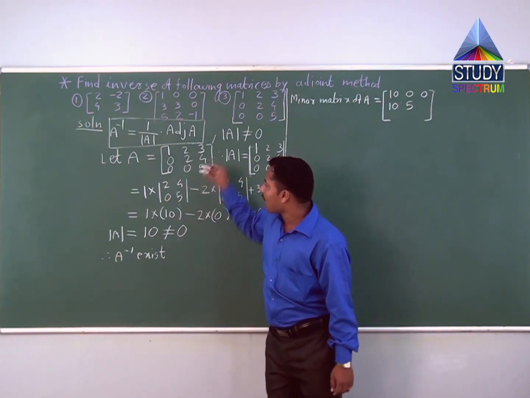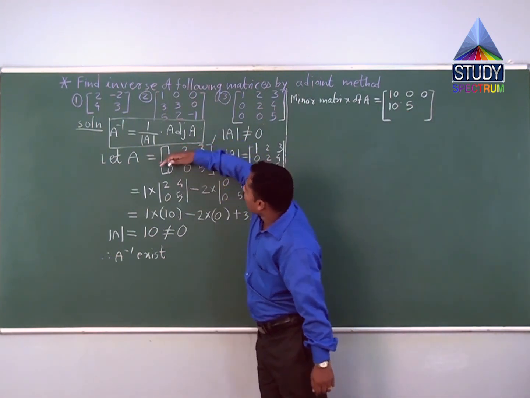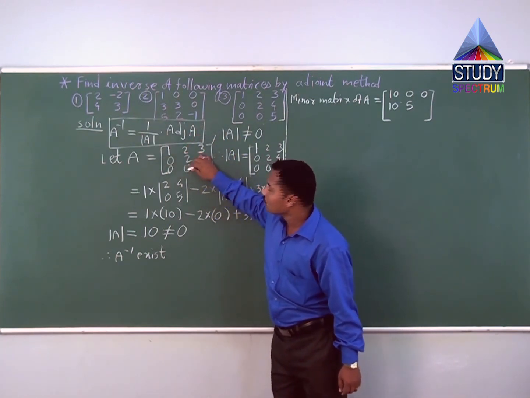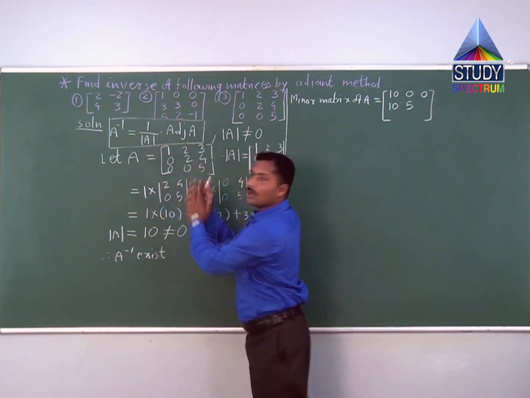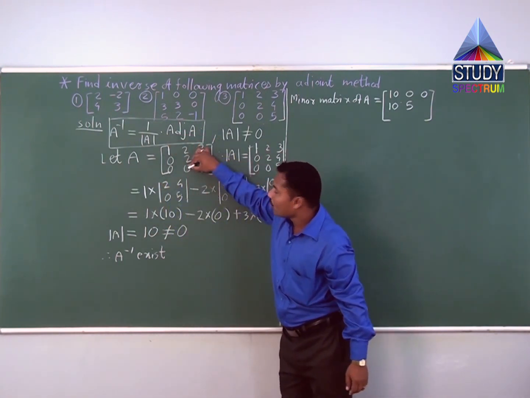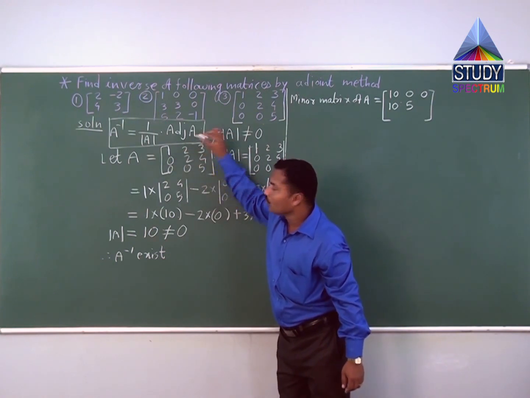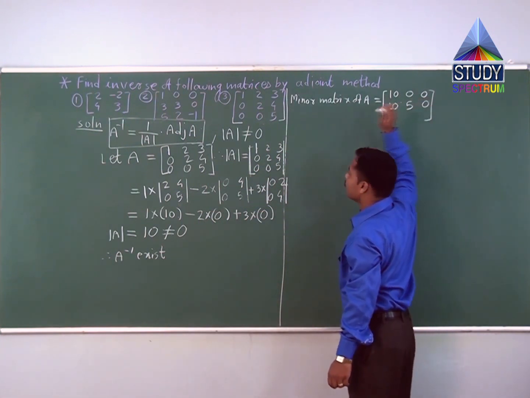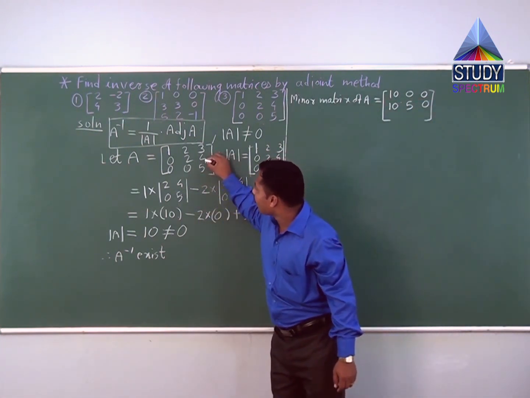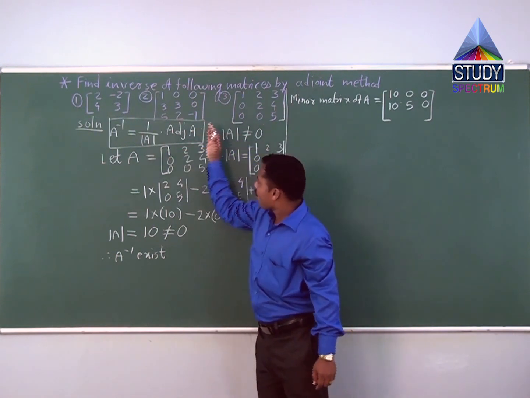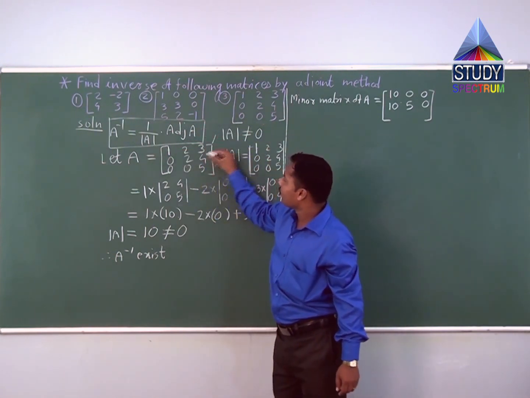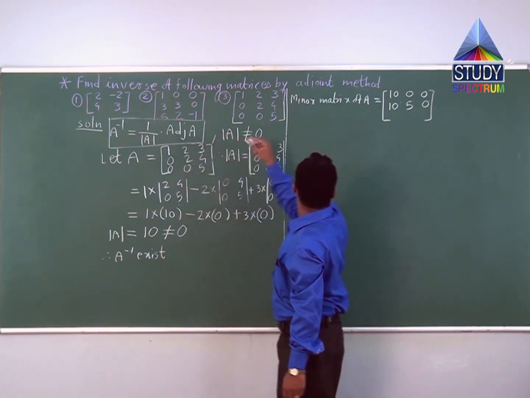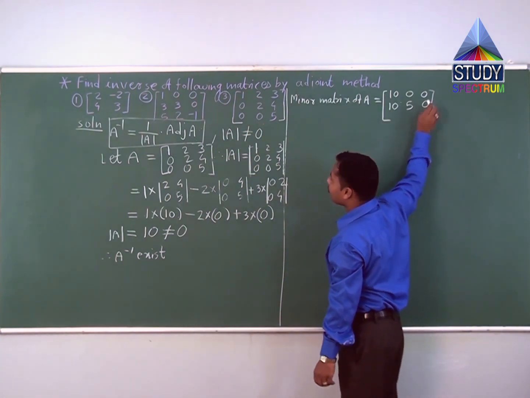Again we find the minor of 4. Row and column delete. So remaining numbers are 1, 2, 0, 0. We take the determinant of the remaining numbers. So 1 into 0, 0, minus 0 into 2, 0. So 0 minus 0, again 0. We find the minor of 4. Row and column passing through this number 4, so remaining numbers are 1, 2. We have already found the minor of 4.